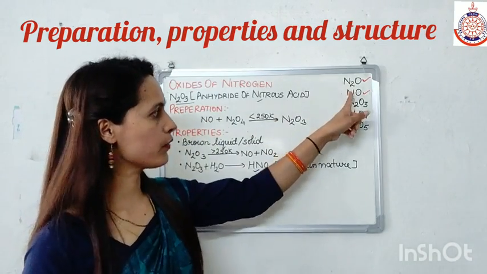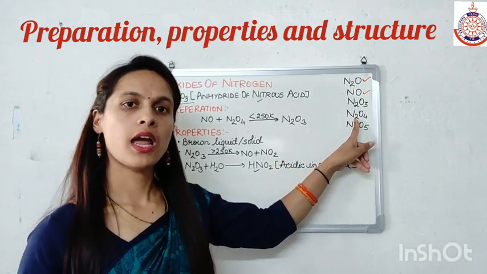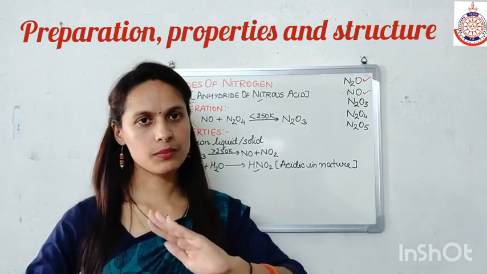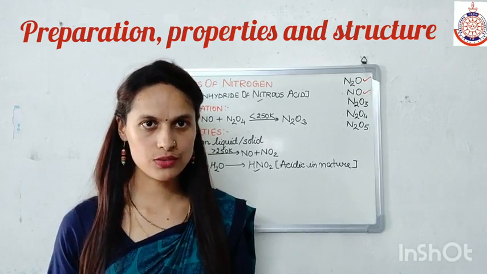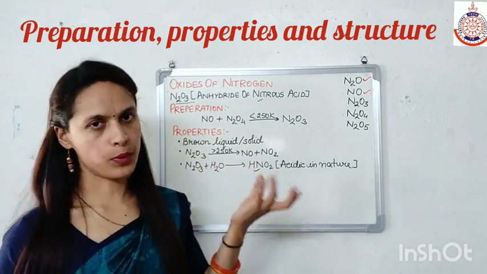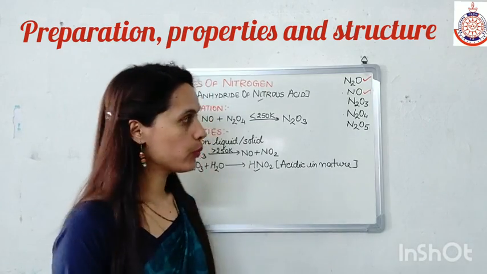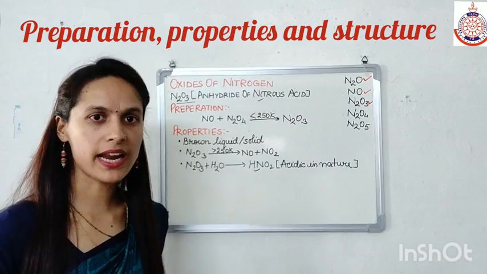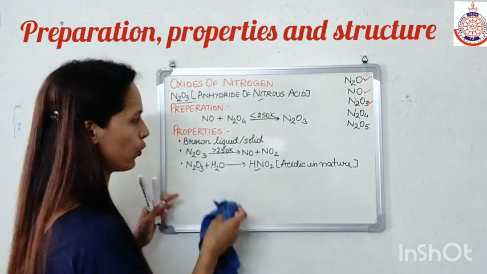Preparation with the help of NO and N2O4. Structure 2, that is symmetrical and asymmetrical, and asymmetrical still has 2 resonating structures, and these are the properties. Now third one is also done. We'll move to our next oxide, that is N2O4.